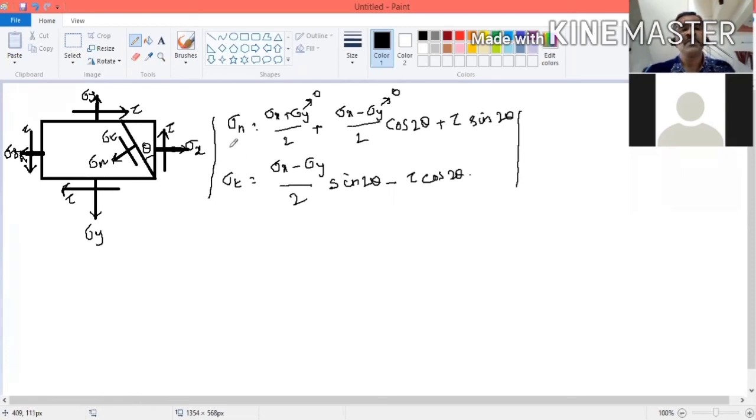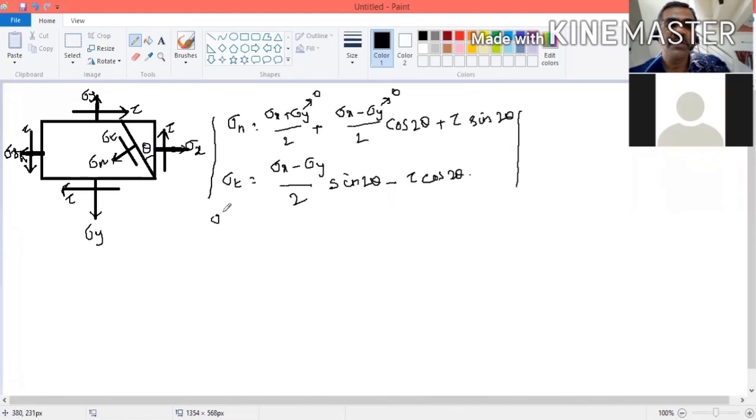Generally, what we will do is differentiate sigma n with respect to theta and equate it to 0. You will find the value of theta. That is one procedure. But there is already a theory that when sigma t is equal to 0, when tangential stress, or we can say shear stress, is equal to 0, sigma n is maximum. So you equate sigma t equal to 0, find the value of theta, and substitute the value of theta here, and you can find the value of maximum sigma n, right?